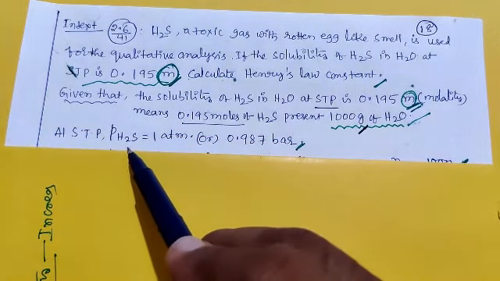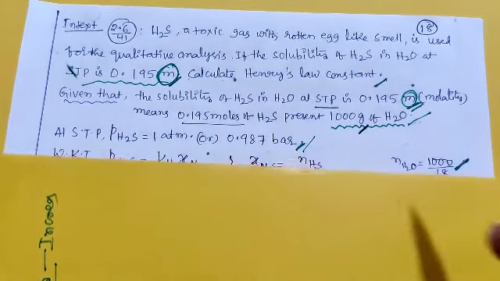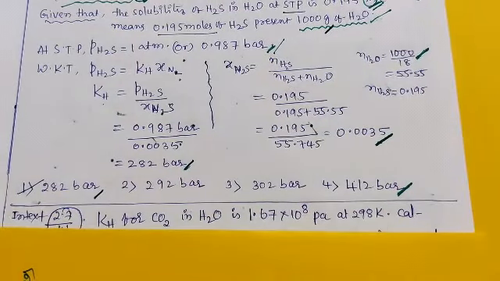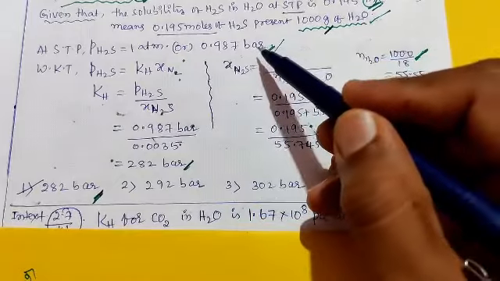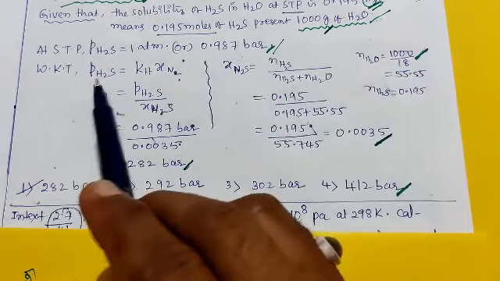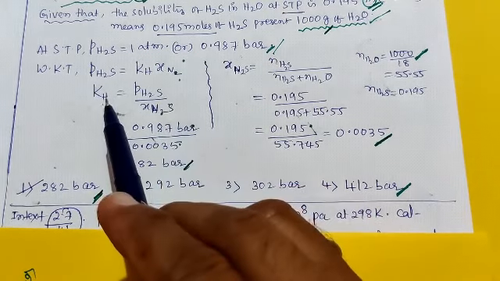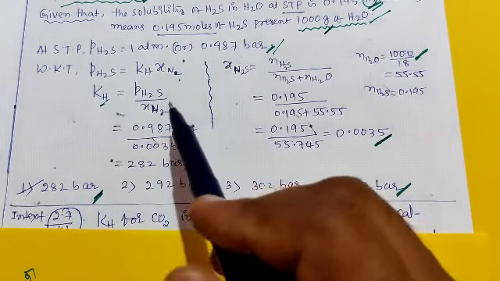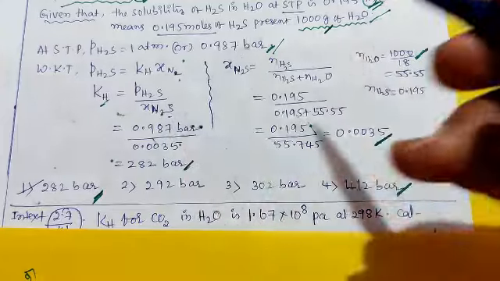At STP the partial pressure of H2S is 1 atm, or we can use this. But depending upon the given values, in options in CET or NEET or any competitive examination, where bar is given, you had better take 0.987 bar. We know the formula according to Henry's law, P is equal to KH into mole fraction. First calculate the KH value. KH is equal to partial pressure by mole fraction. We know the partial pressure of H2S and we can calculate its mole fraction.